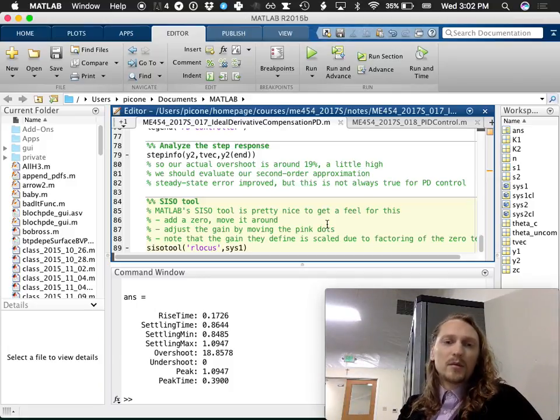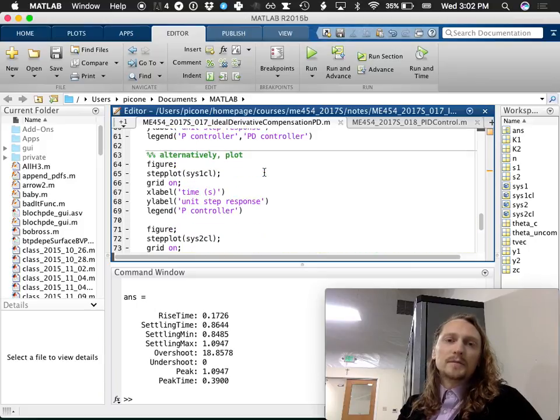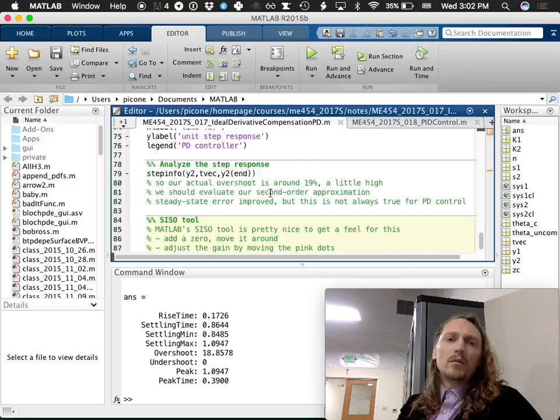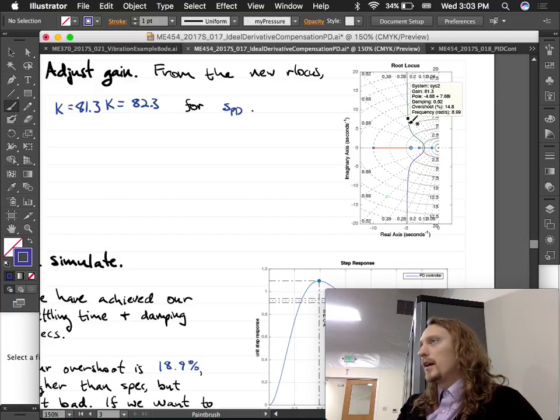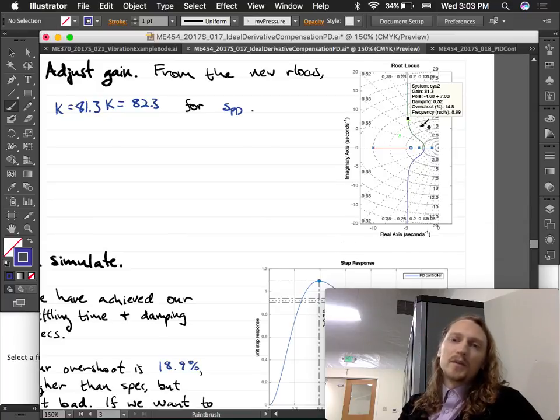But I think from the root locus, which I showed here, it's actually not bad. So we could probably just tweak the gain and get to a percent overshoot that we want. So we could probably drop the gain a little bit and get inside our percent overshoot spec. That's my guess. We probably could do that. We could try, and then we would be able to.